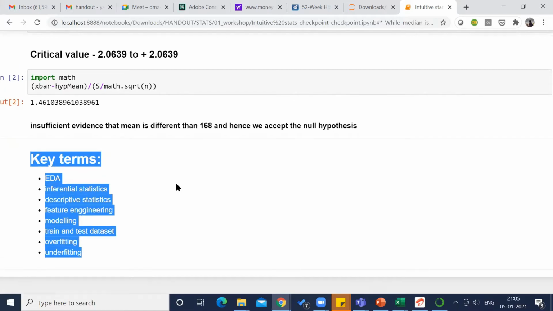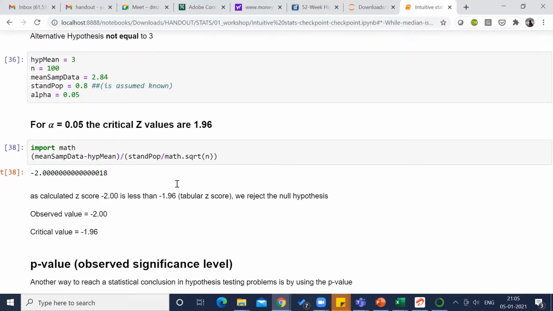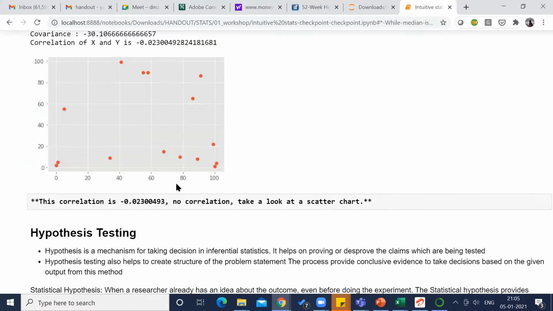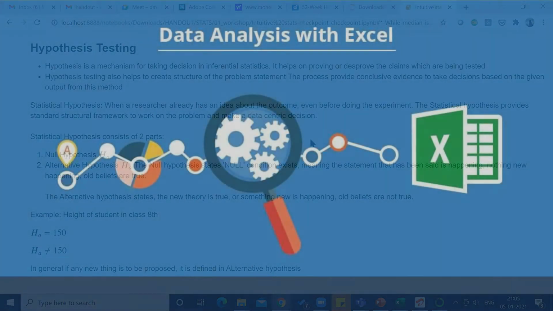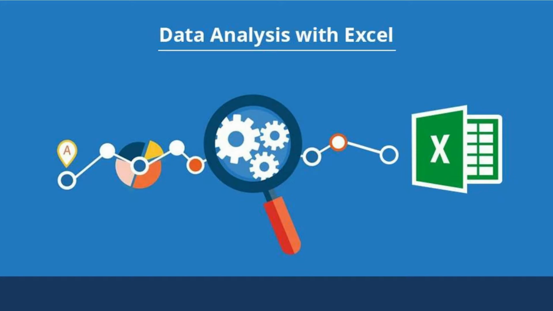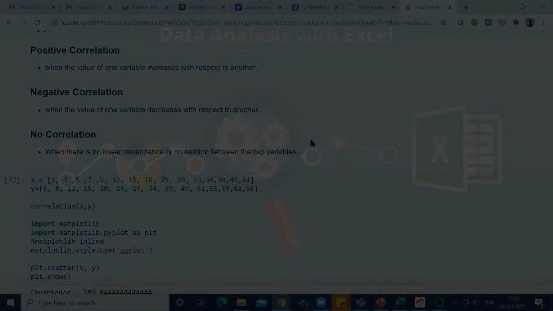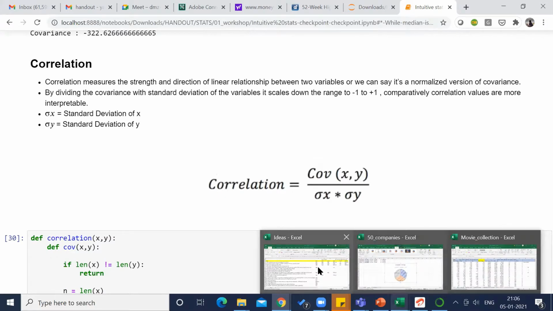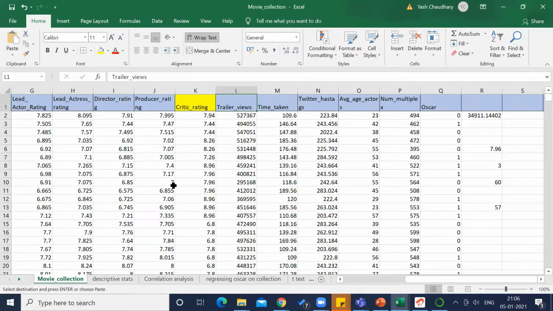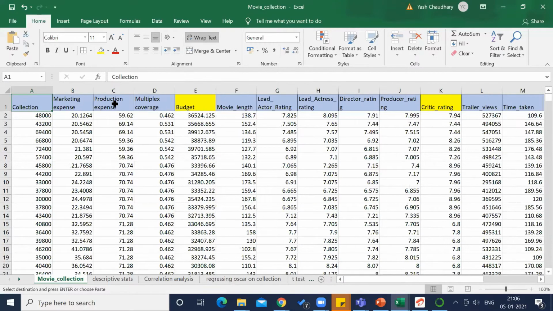Then, of course, the hypothesis testing, this last component, is again a home reading exercise for you guys. You should carry on this entire practice, this session, from here onwards. And now I'm going to quickly show you some of the quick stuff that you can do in Excel, right?